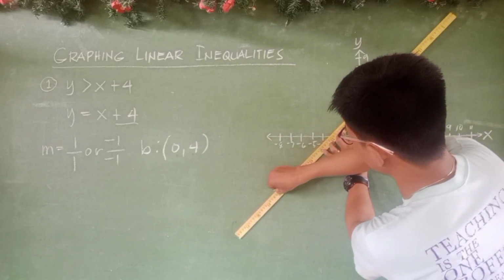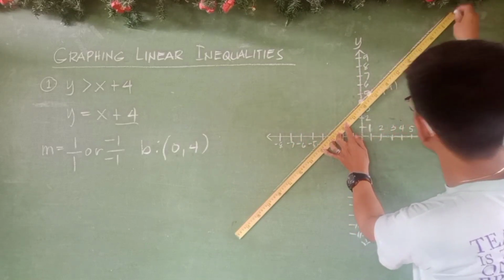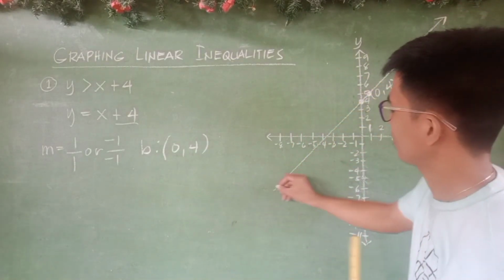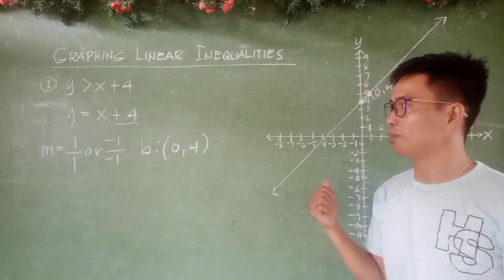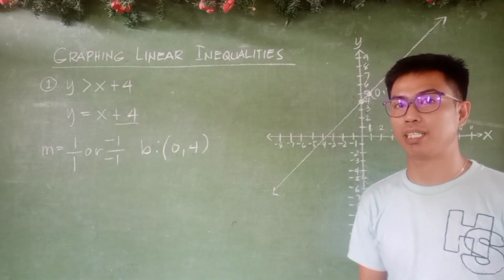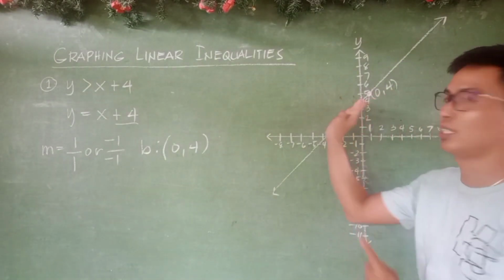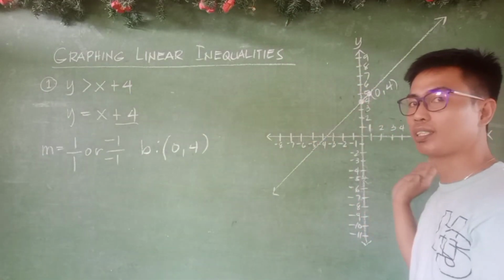Ayan po. Okay, so now we have the graph of y equals x plus 4. And this is going to be the plane divider. And siya yung maghahati. So nakita niyo naman, nahati siya sa dalawang part, sa upper part at sa lower part.